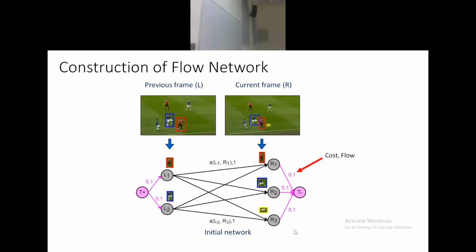All possible connections are made, and each of these edges will have a cost associated with it. Naturally, as you can understand, the cost can come from certain properties of the box, and then you can actually correlate between those numbers.